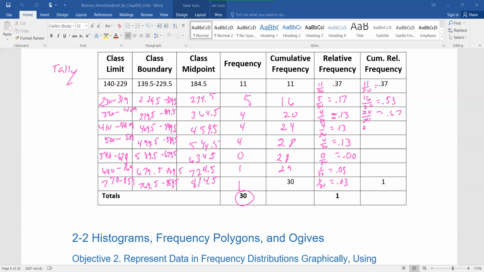Then we have 24 30ths, which would be 0.80. Very good. And then 28 over 30. And just adding up all of these numbers here. Very good. And then 28 over 30 again will be just 0.93.